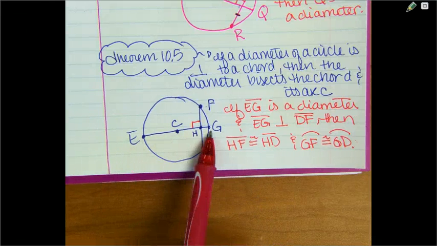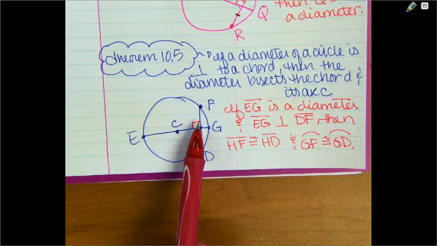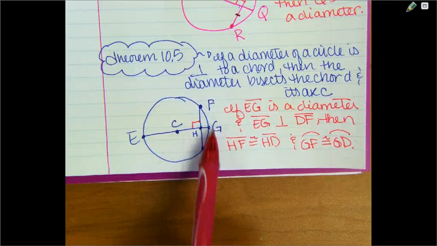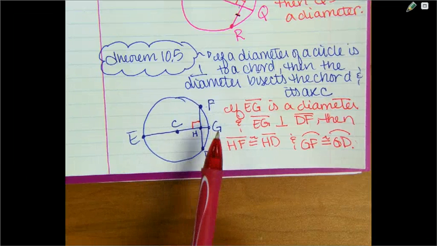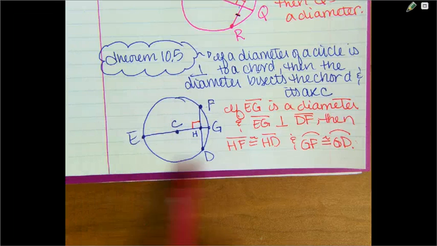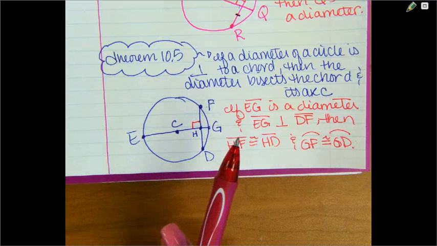If this is the diameter and it's perpendicular to this, I now know that this piece and this piece are the same. I now know that this arc and this arc are the same. Make sense? Question? Okay. Next theorem.